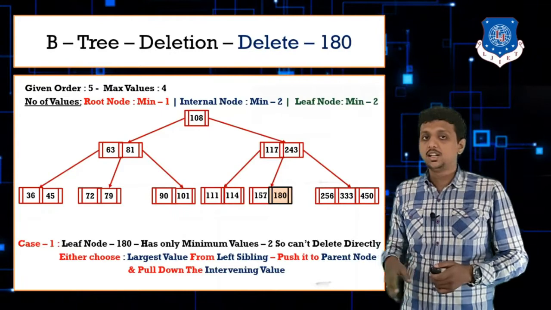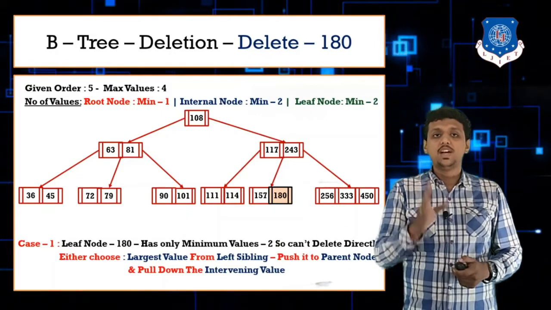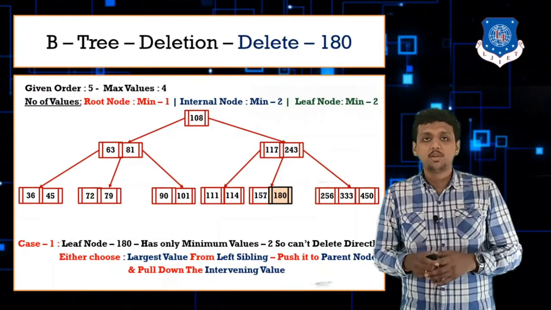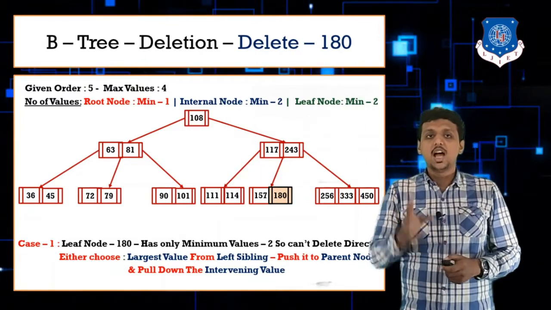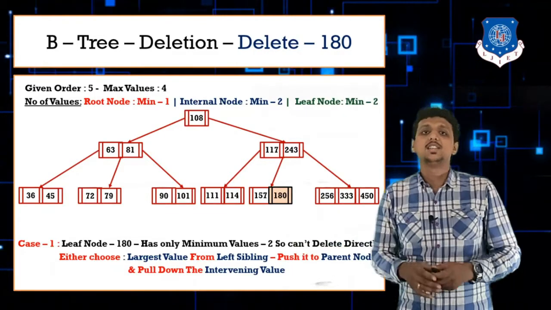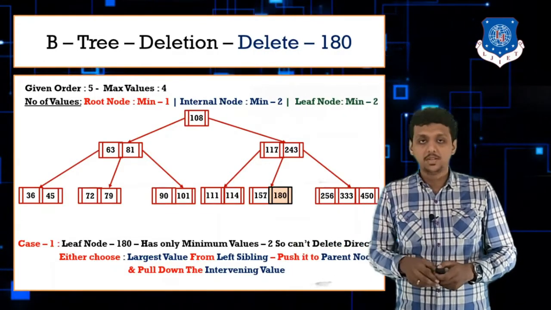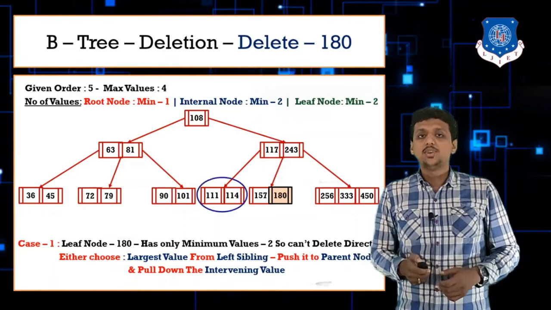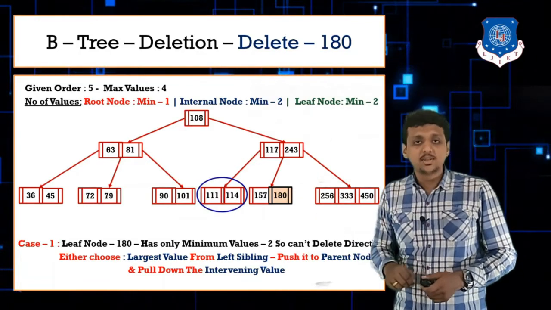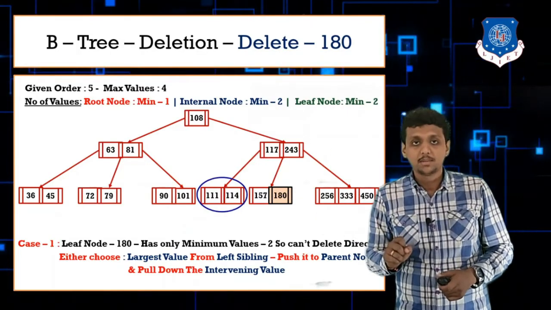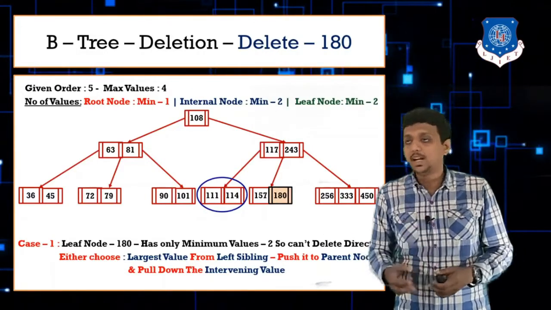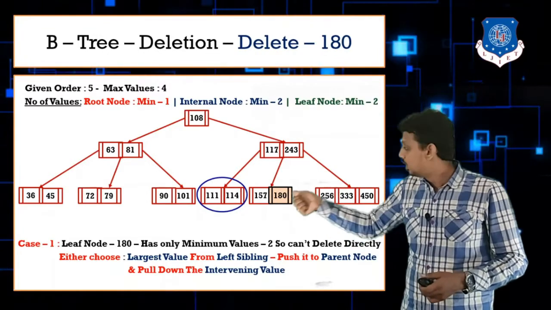If you remember, here it is case number 1, where my leaf node 180 does not have more than the minimum number of values. So what I need to do is either choose the values from the left sibling or the right sibling. I have 2 possibilities. So first I go with my left sibling, that I want one more node from you. But 114 and 111 say we are already only 2 values there. See, 2 values are there.